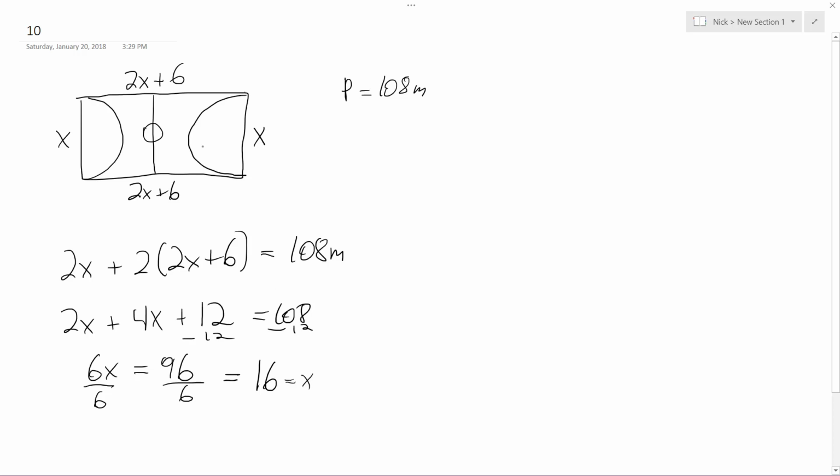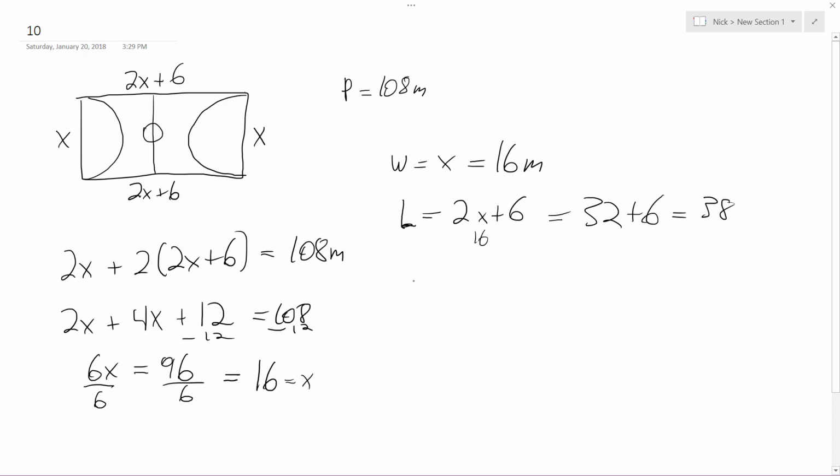So that means wherever x is, I'm going to put this in here. Right away, the width is equal to x, which is equal to 16 meters. And then the length is equal to 2x plus 6. So wherever there's an x, I'm going to plug in a 16. So I end up with 32. 2 times 16 is 32, plus 6 is equal to 38. Length is equal to 38.